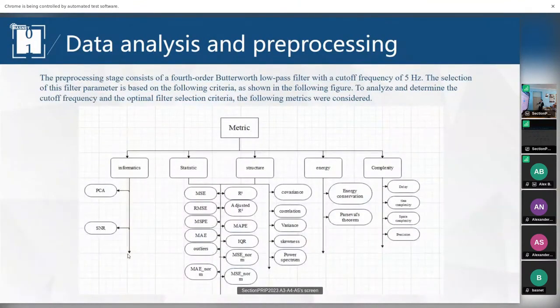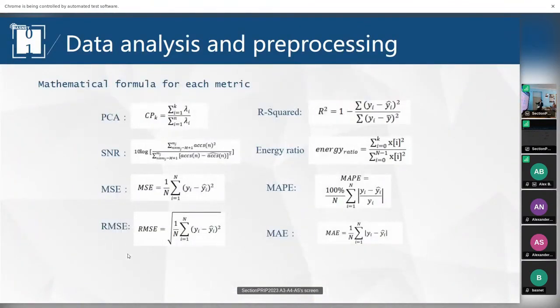I think the metric is also very important. In data processing, we use a low-pass filter to analyze and determine the cutoff frequency and the filter selection. The following metrics are what we are concerned with. I will choose the metric from this picture. It's the method of each metric: PCC, SNR, MSE, RMSE, R squared, and so on.